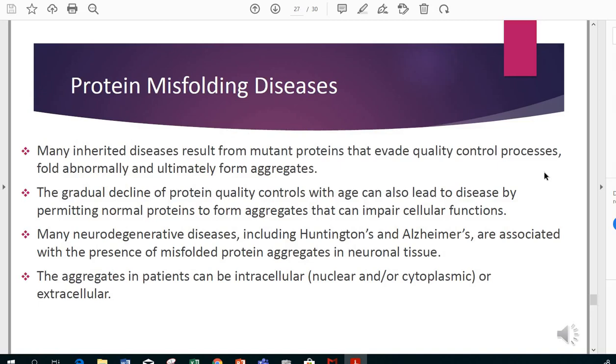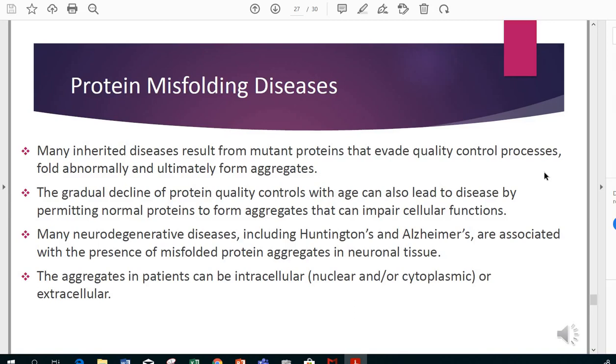Protein misfolding disease. Like we said before, unfolded or misfolded protein in the cell will form aggregates and will have dangerous consequences in the cell. Many inherited diseases result from mutant proteins that evade the quality control process and fold abnormally and form aggregates. The gradual decline of protein quality control with age can also lead to disease by permitting normal protein to form aggregates that can impair cellular function.